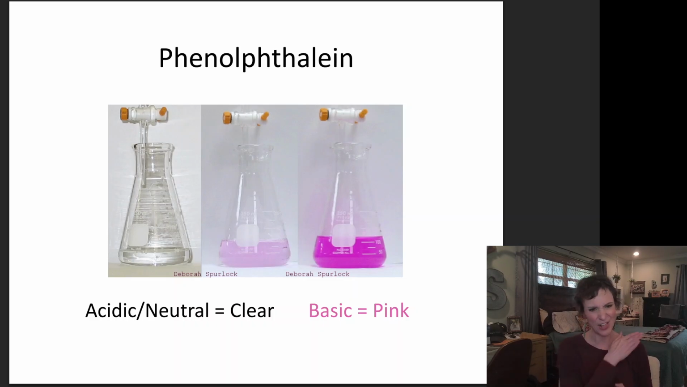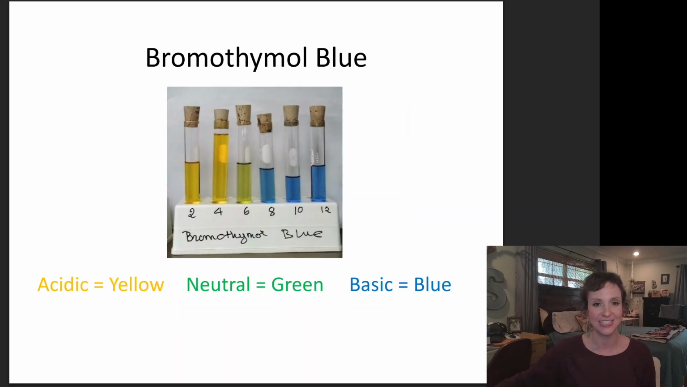Phenolphthalein. We use phenolphthalein a lot in acid-base titrations. There's not a ton of color variation here. In fact, you get 2. If I am acidic or even neutral, I have no color. I'm clear. But the second I become even slightly basic, I turn pink. And when I turn pink, that usually is a signal in an acid-base titration to stop titrating and do some calculations, which, yes, we will be doing titrations.